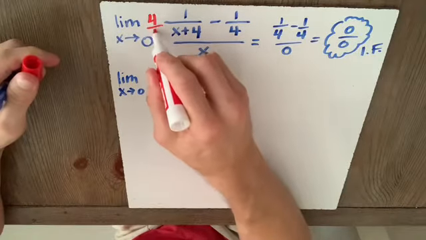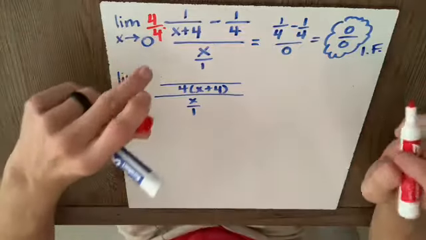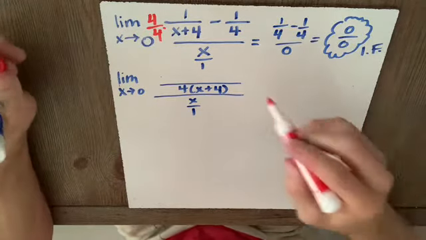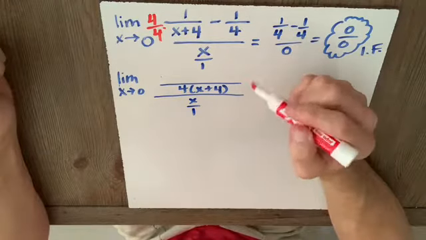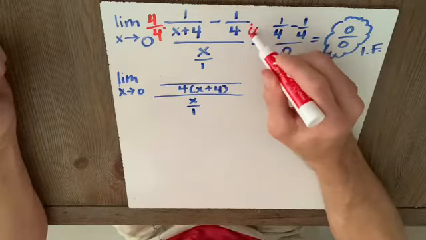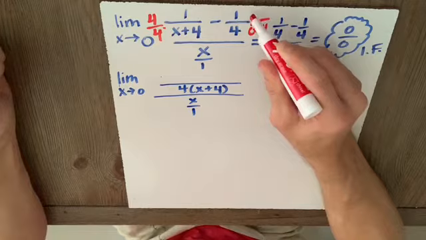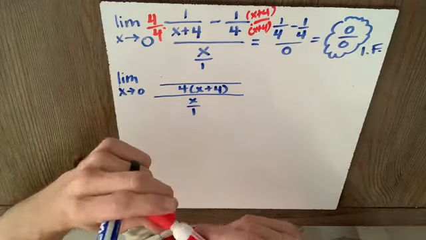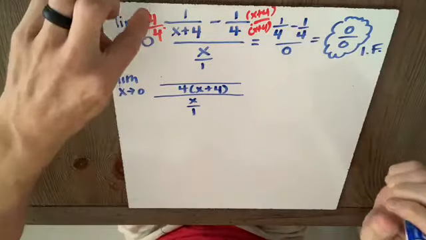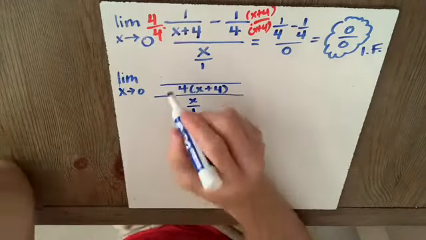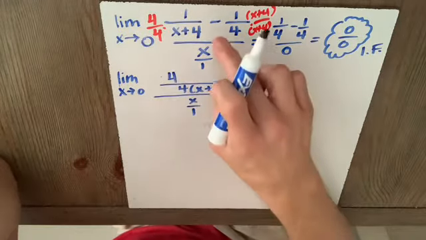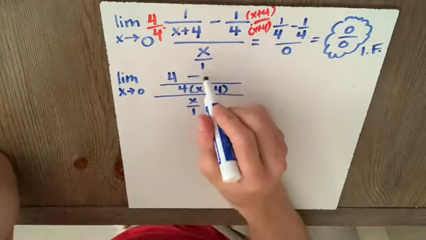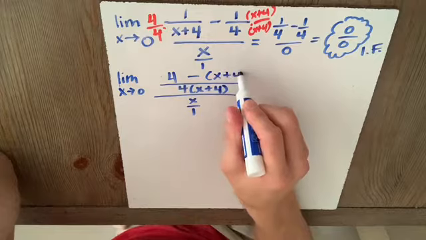What's missing is 4. But I can't just multiply the denominator by 4. I have to multiply the numerator by 4 as well. And 4 times what gives us 4 times x plus 4? Of course, that's x plus 4. But I have to multiply the numerator by x plus 4 as well. And when I do this, I get 4 times 1 is 4. Now this is the opposite of 1, or negative 1 times x plus 4.